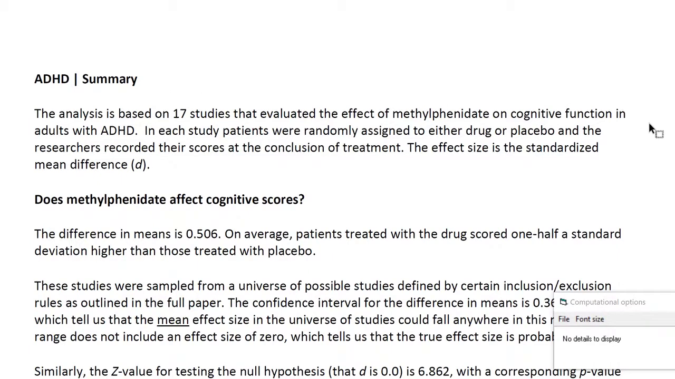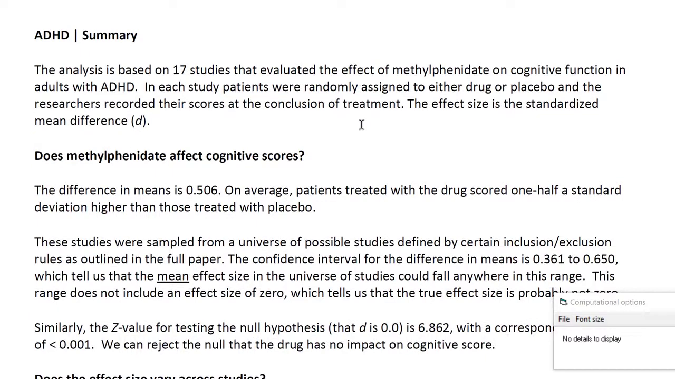ADHD summary. The analysis is based on 17 studies that evaluated the effect of methylphenidate on cognitive function in adults with ADHD. In each study, patients were randomly assigned to either drug or placebo, and the researchers recorded their scores at the conclusion of treatment. The effect size is the standardized mean difference, D.